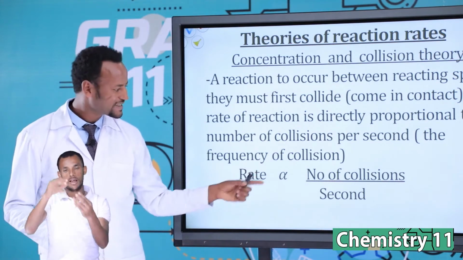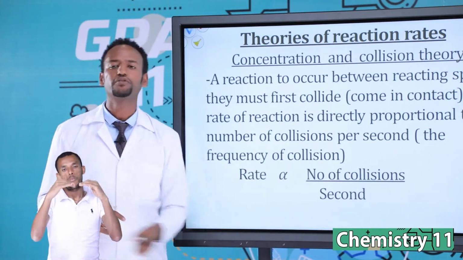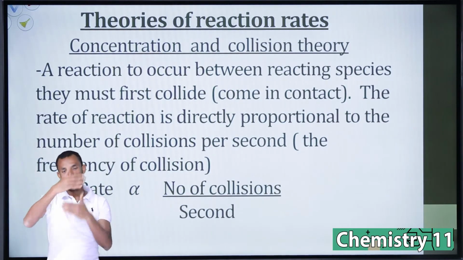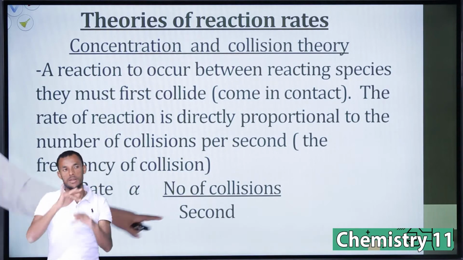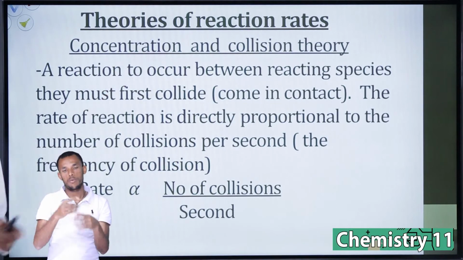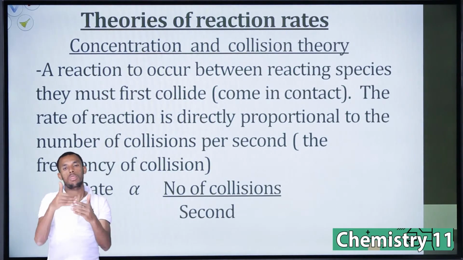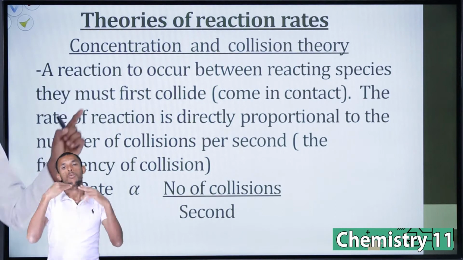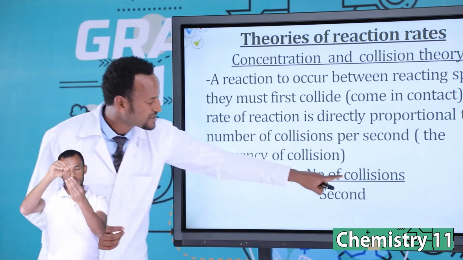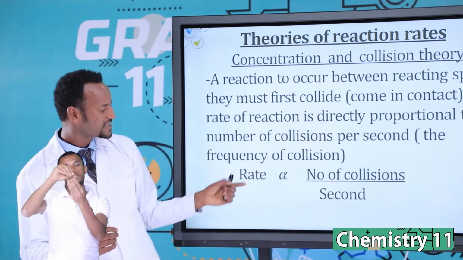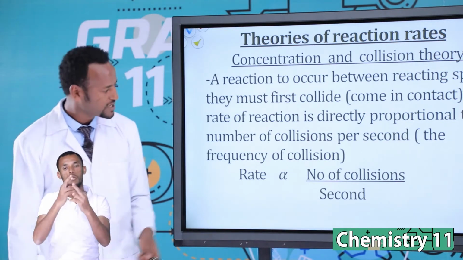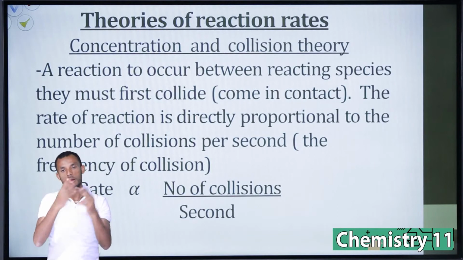Therefore, rate is directly proportional to the number of collisions. The higher the concentration, the higher the contact. The higher the contact, the higher the collision within a given period of time. Simply, concentration and collision theory is directly proportional: as concentration increases, the contact between the reactant particles increases, the collisions increase, and the rate of chemical reaction increases.